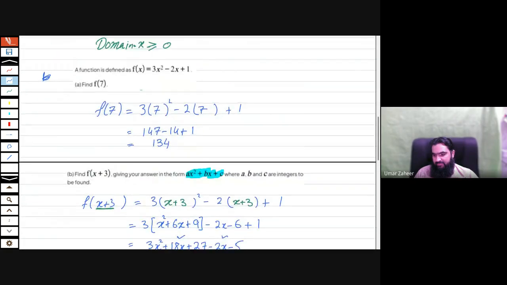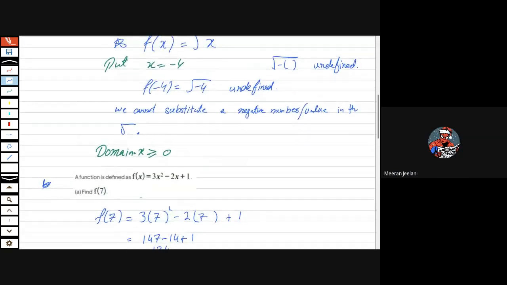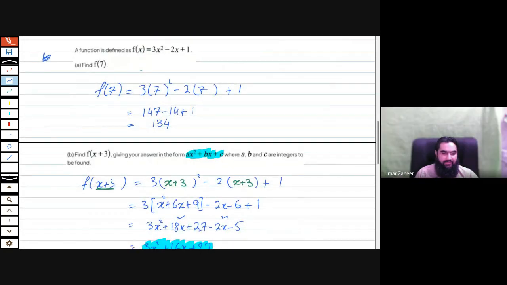Yes, everyone. Any question to here? No. So here we just made a practice of how we can substitute the value.